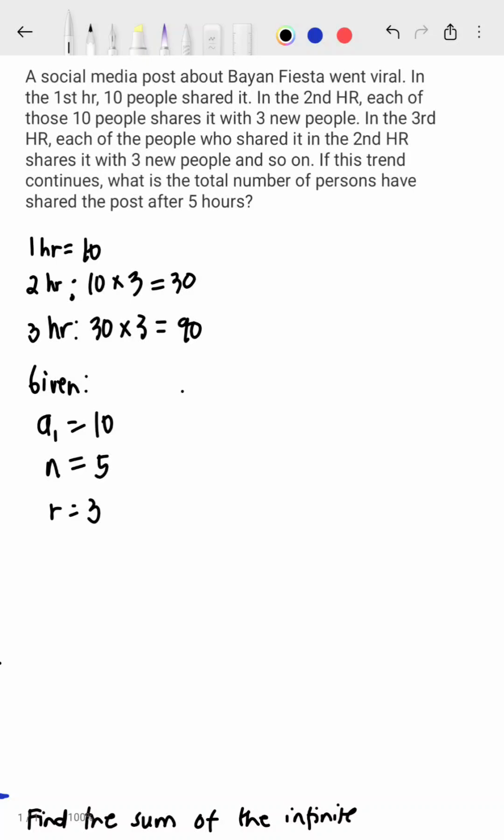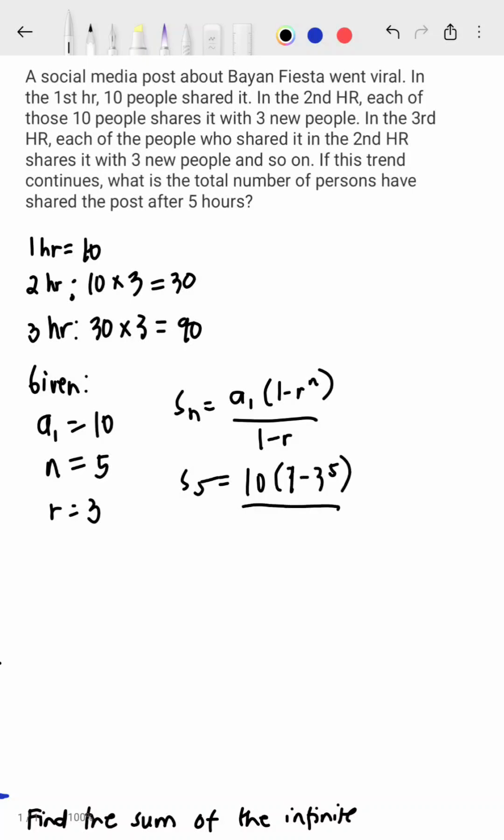So, S sub n equals A sub 1, 1 minus R to the n over 1 minus R. So, we'll have S sub 5 to be 10, 1 minus 3 raised to 5 over 1 minus 3. And if you do that in your calculator, you'll have 1,210.